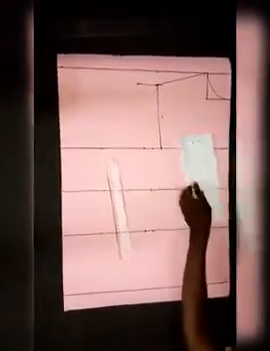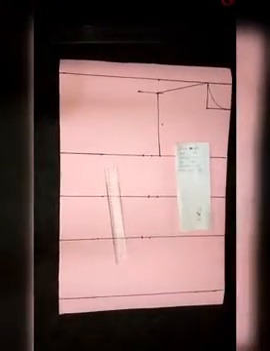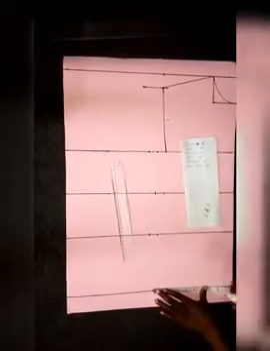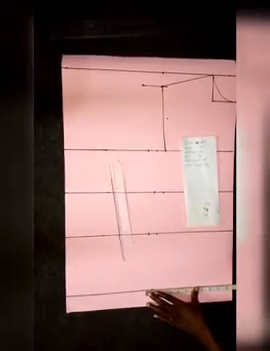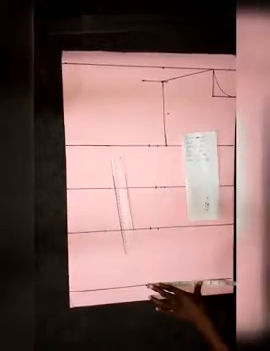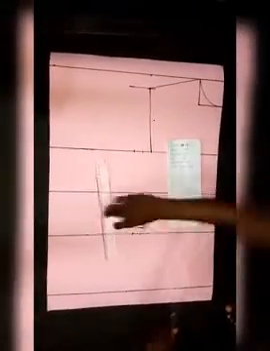Now the hip is 40. So we divide by 4, we will get 10. Then we add our 1-inch seam allowance. So now we apply our front curve and join the points.